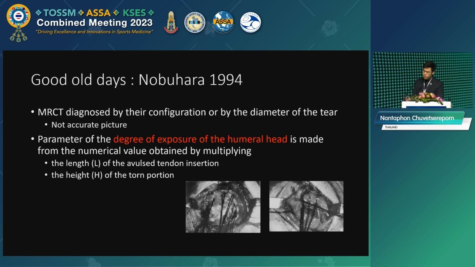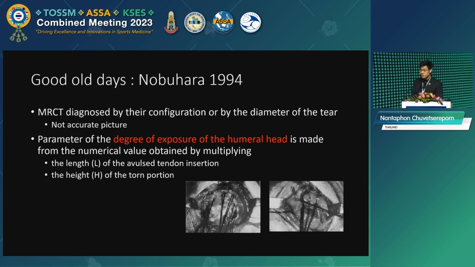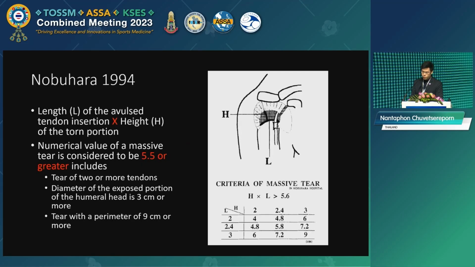Then in 1994, Nobuhara said that defining massive rotator cuff tear by configuration or by diameter is not an accurate picture, and proposed that the degree of exposure of the humeral head is a better parameter. This is calculated from the length of the torn tendons multiplied by the height of the torn tendon. For the length, we measure from anterior to posterior, and for the height, we measure the retraction of the tear. We multiply these 2 values and count it as massive rotator cuff tear when it's more than 5.5.